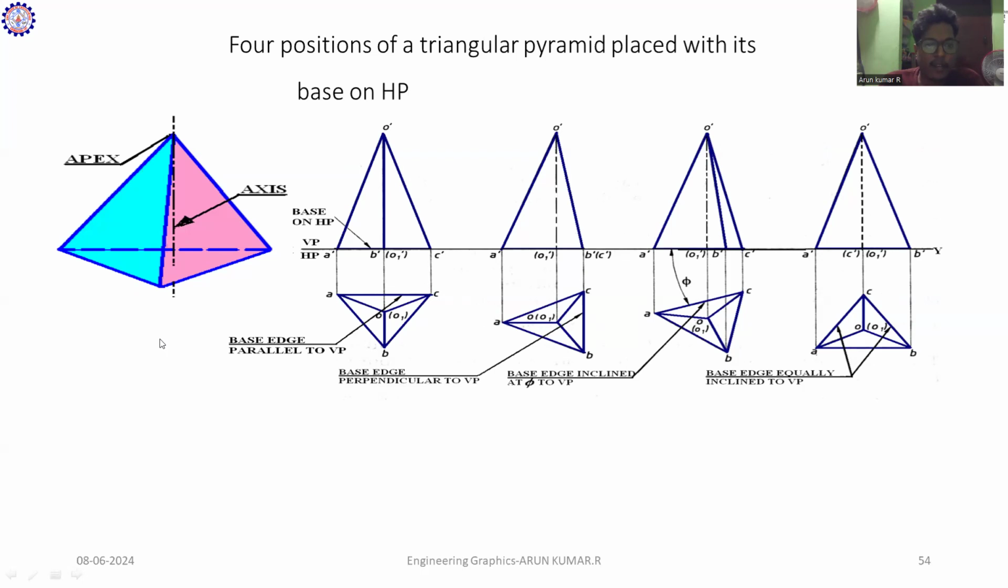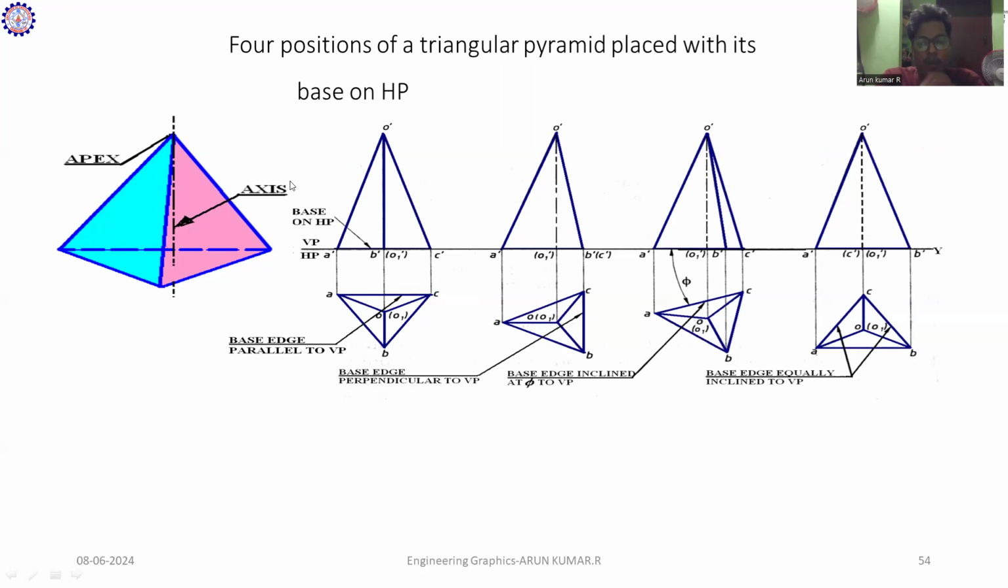What do we call them? That is the base, the base corner, the base edge and the axis. And also the apex. What is the meaning of apex? It is also called the vertex. The apex or vertex means all the corners are joined at one point. Okay, so let's move on to the problem.